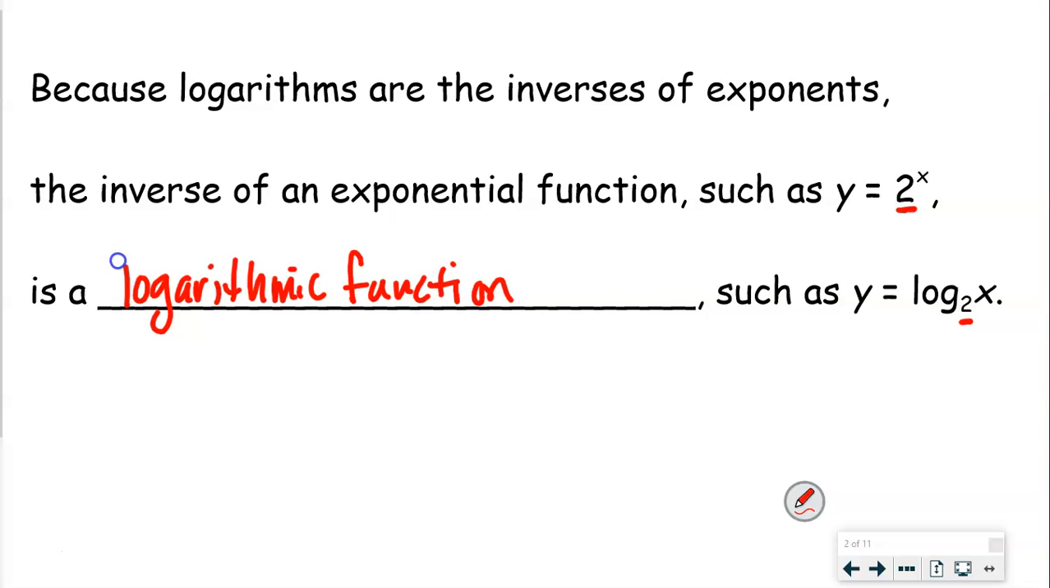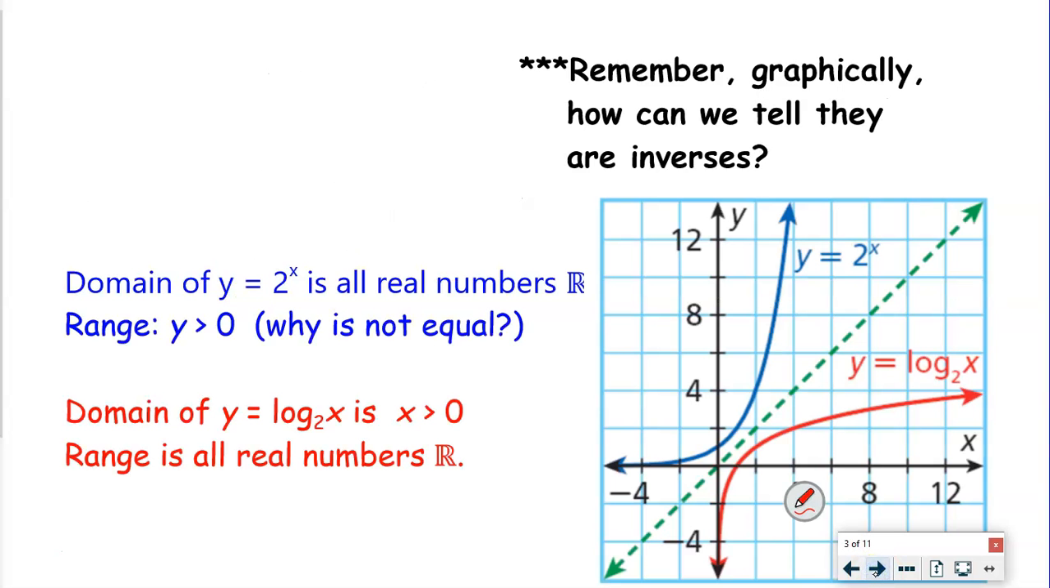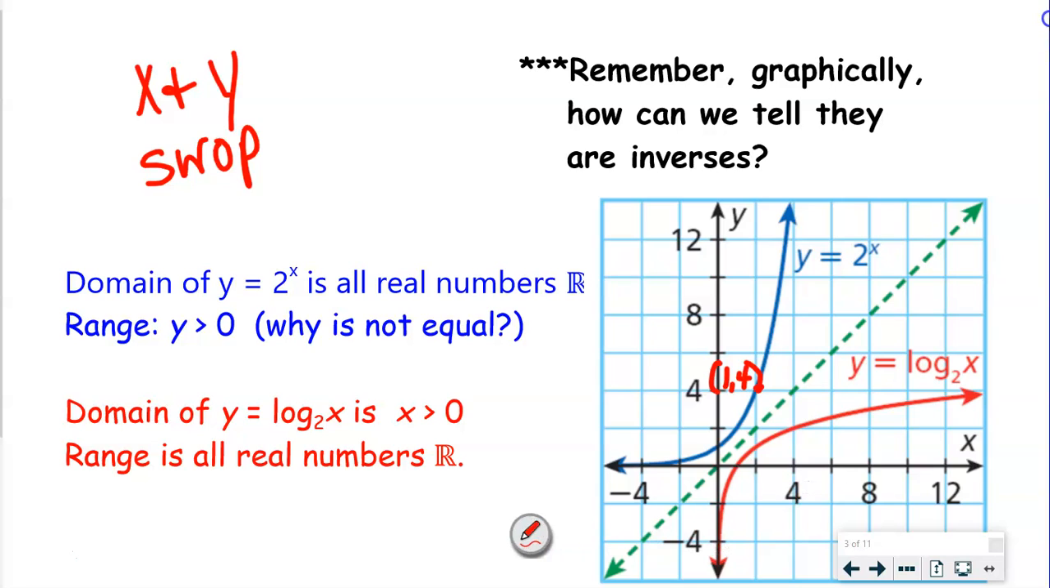So that's how we're going to figure this out. We're going to swap the x and y, and we're going to solve for y. So here, remember graphically how we tell they are inverses. The way we tell is if we look at some points. Remember, inverses mean x and y swap, right? So if this is 1, 4, then down here we should have 4, 1, right? Notice, let me move this so you can see that 4. This is 4, 1 right here, isn't it? So the x became the y and the y became the x.